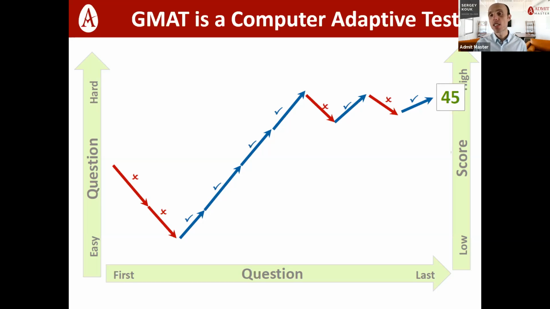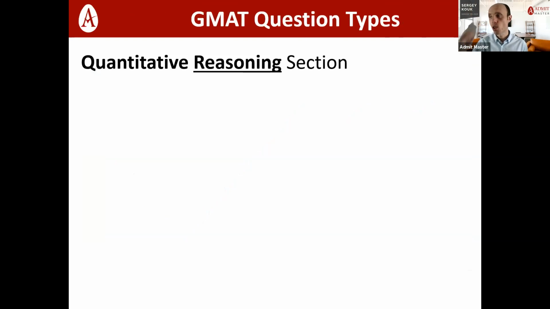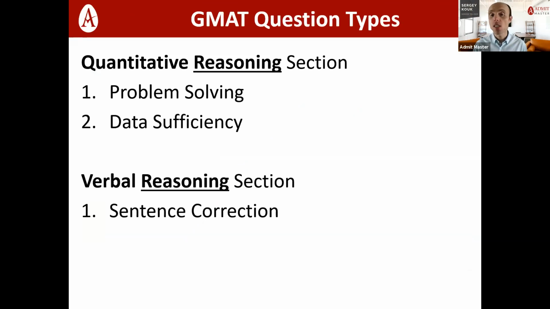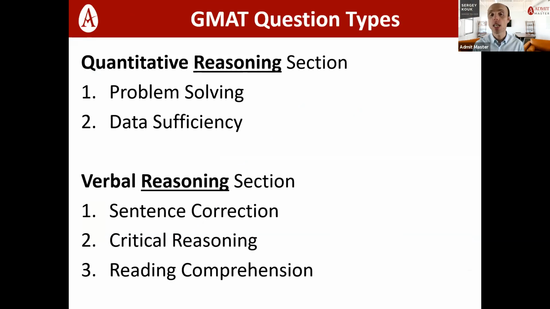Now, these two sections, as we mentioned, quantitative reasoning and verbal reasoning, are the most important because they contribute towards the total score. There are two question types in the quantitative reasoning section, problem solving and data sufficiency. Two weeks ago, we talked about them, and again, we're going to have another class two weeks from now. The verbal reasoning section has three question types: sentence correction, critical reasoning, and reading comprehension. We will talk about all three today.